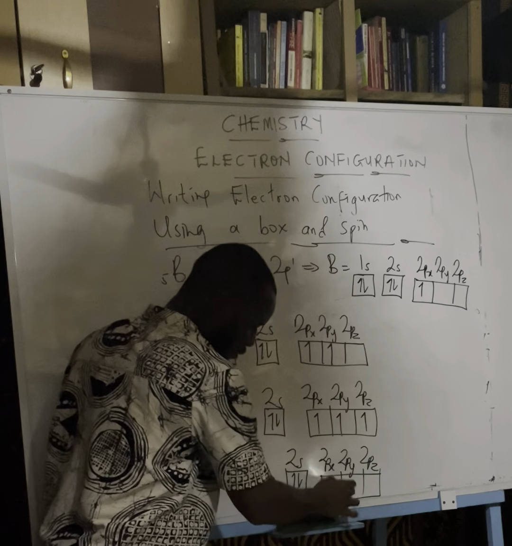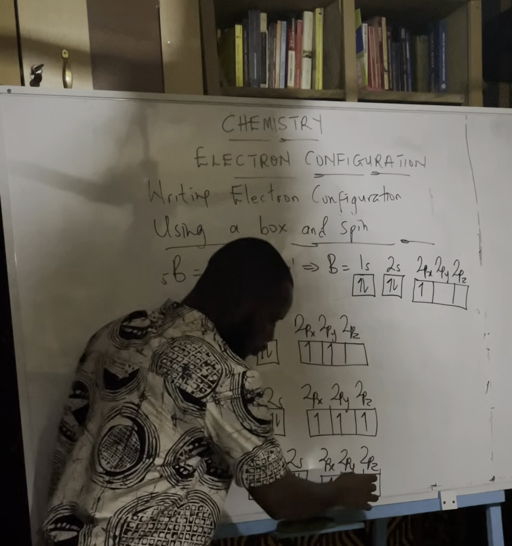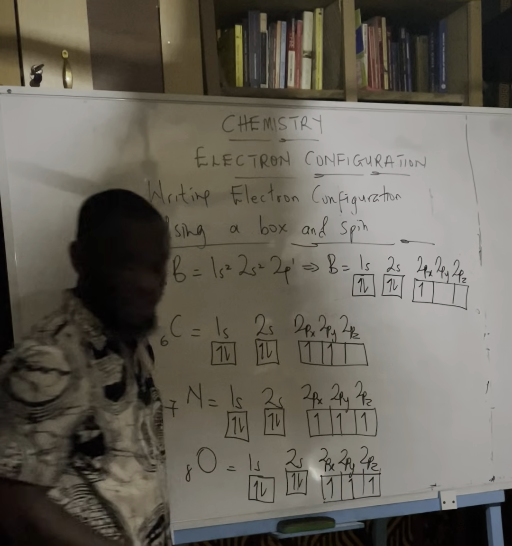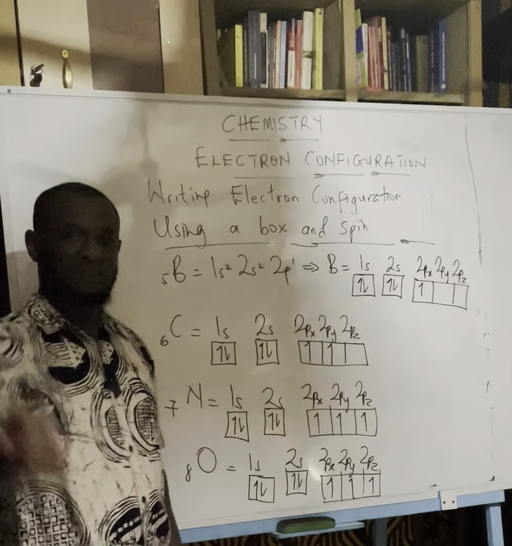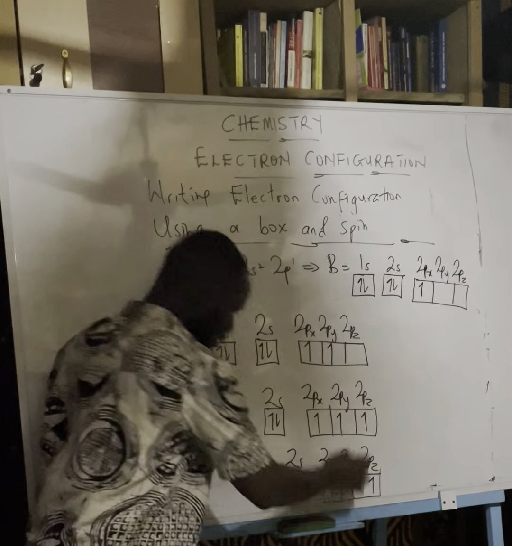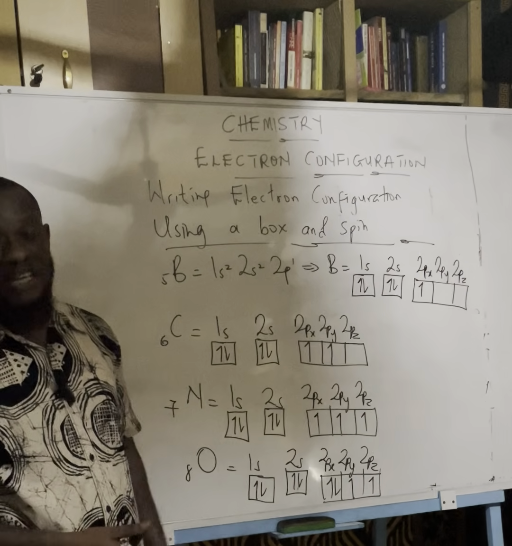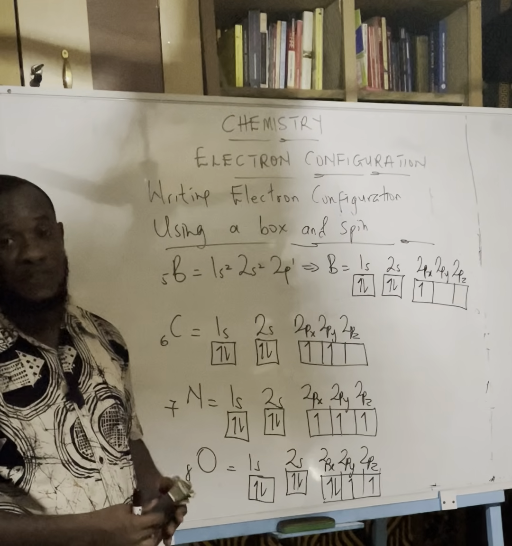When you come here, you give this one 1, you give this one 1, you give this one 1. Now a total of 7. Then you come back and give this one 2. And that is what we use the spins for.